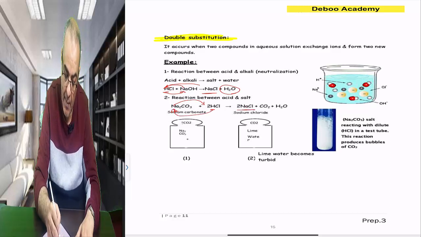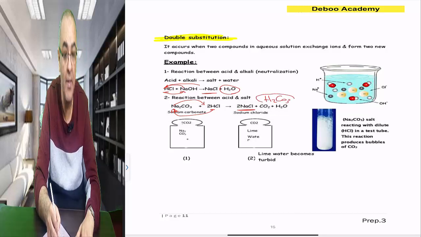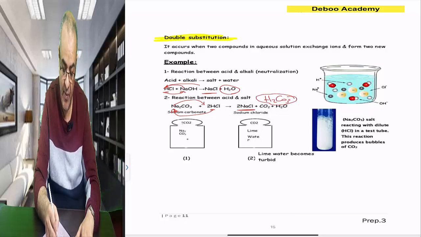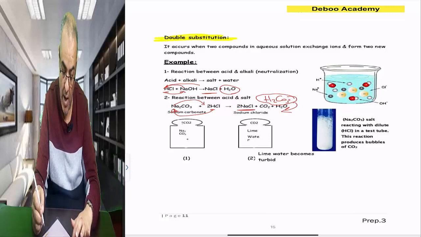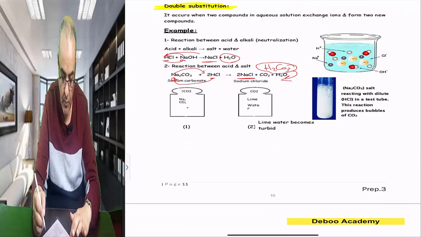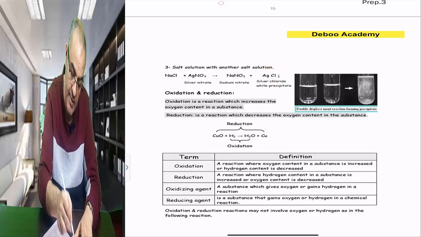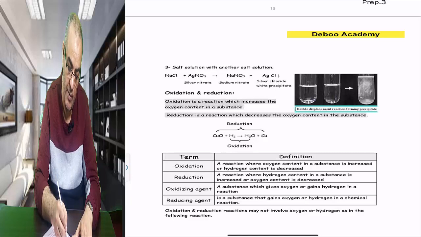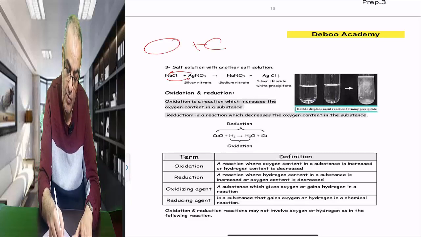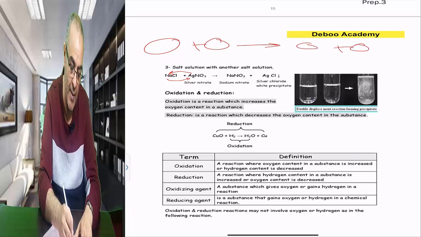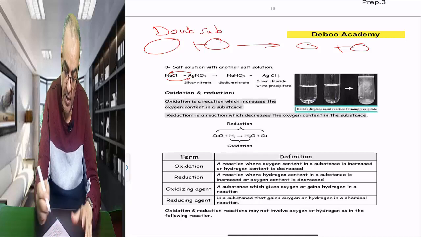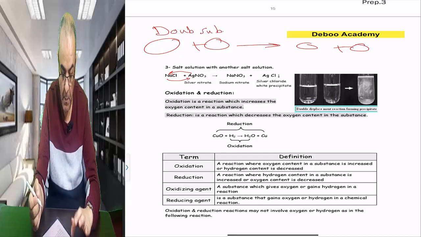It gives NaCl plus H2CO3. This is a weak acid, and it gives CO2 and H2O. Here also NaCl plus AgNO3 is a double substitution. So two compounds give two compounds. This is double substitution. Each metal replaces the other.